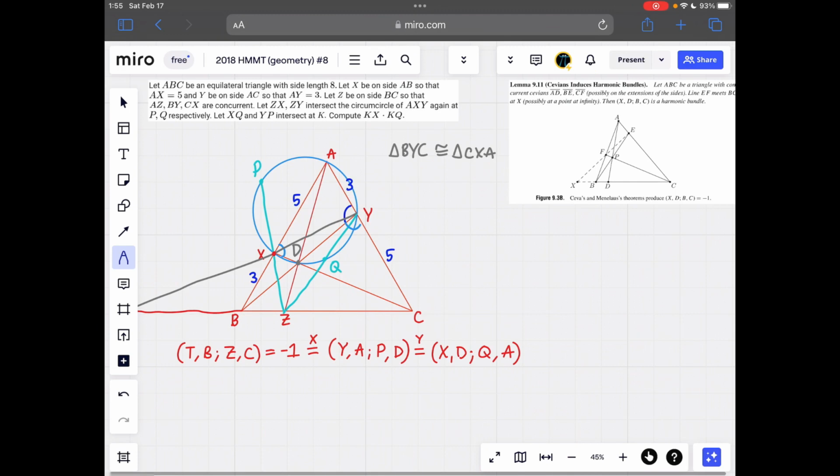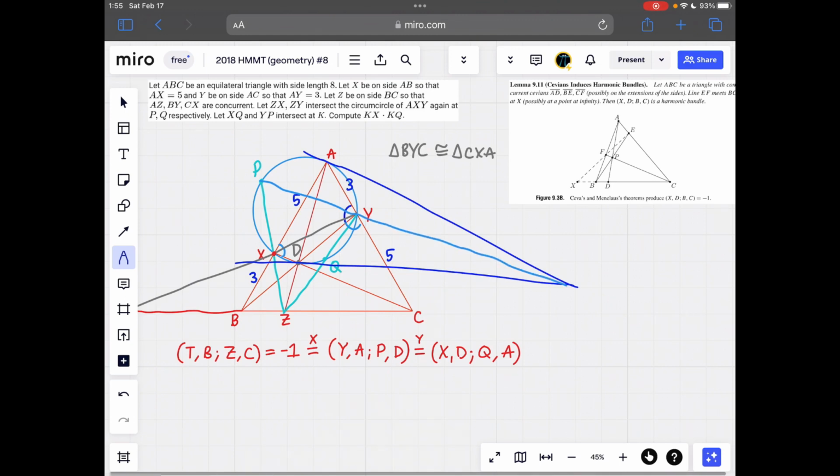So if we draw this in, the tangents from A and D intersect here. But because quadrilateral YAPD is harmonic, they also intersect on the line YP.